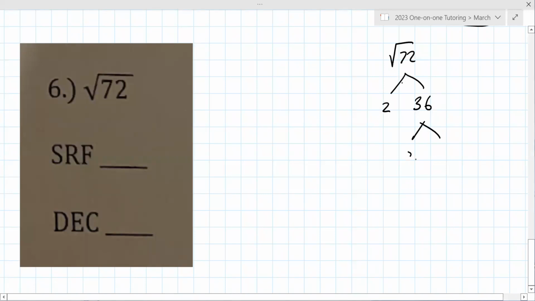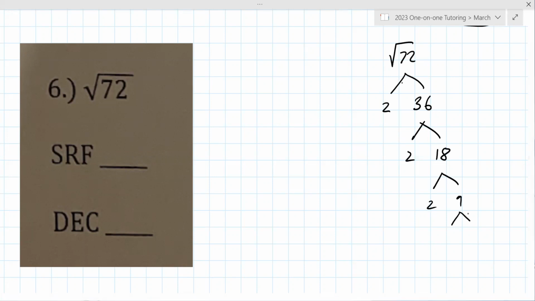18 divided by 2. 2 and 18. The smaller numbers have to be on the left. What did you write next for 18? 9. 2 and 9. Does anything go into 9? Yes. And 2 doesn't go into 9, so it must be 3.